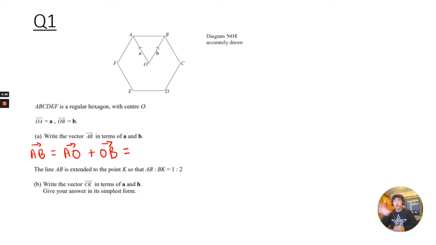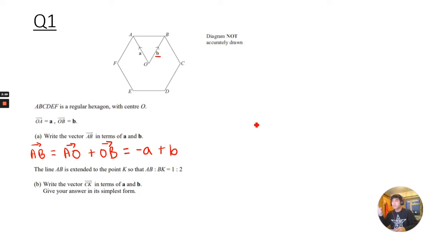We have the vector O to A, which is the vector A, but we're going from A to O, so we're going against that direction. So we're taking the negative vector, so that's going to be negative A. And then O to B is this vector here, so plus B.